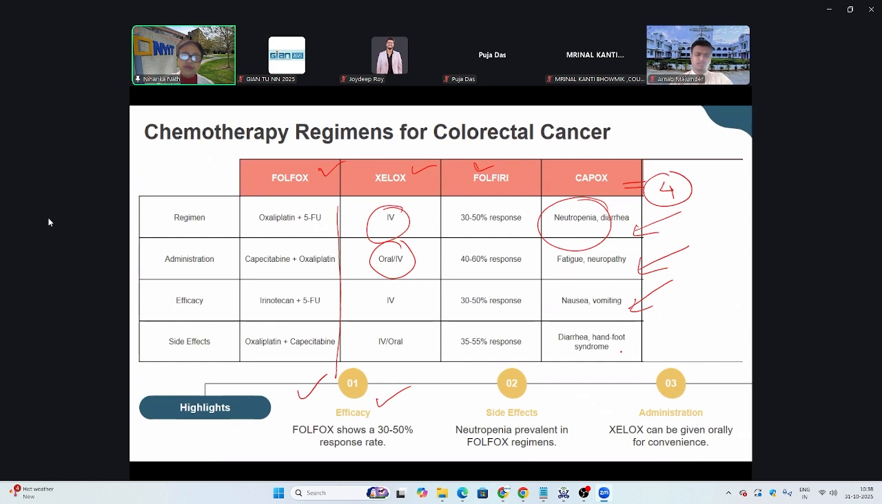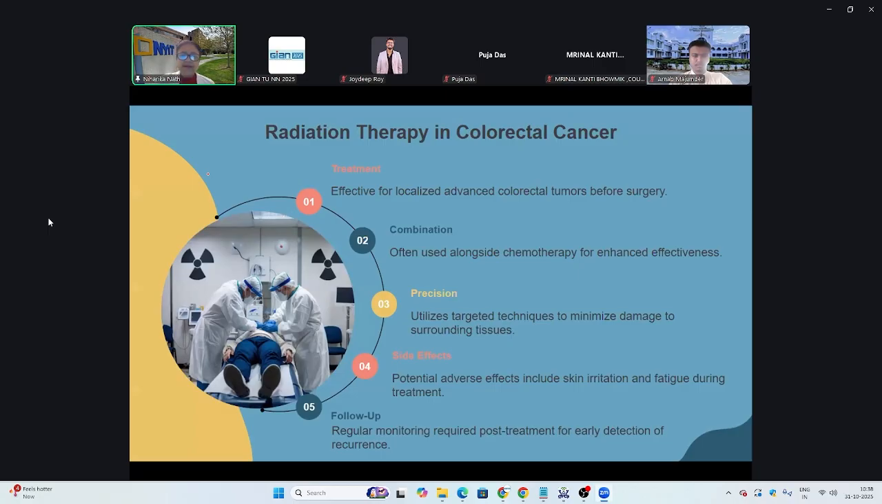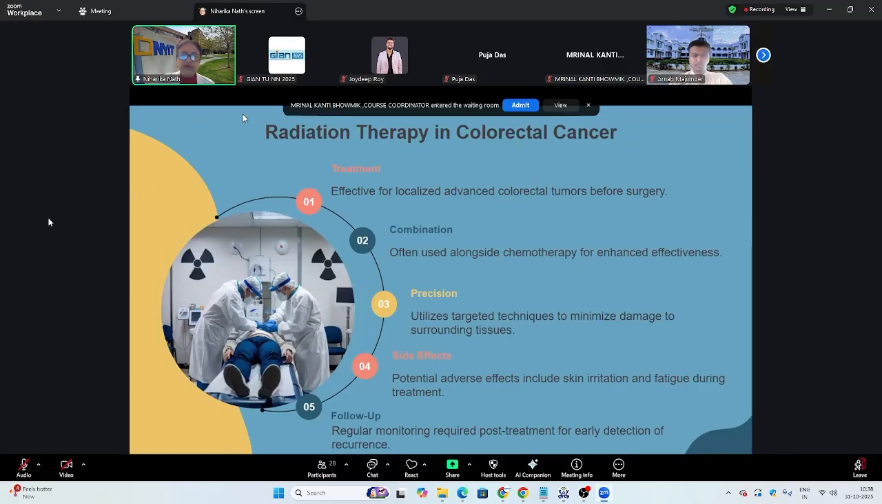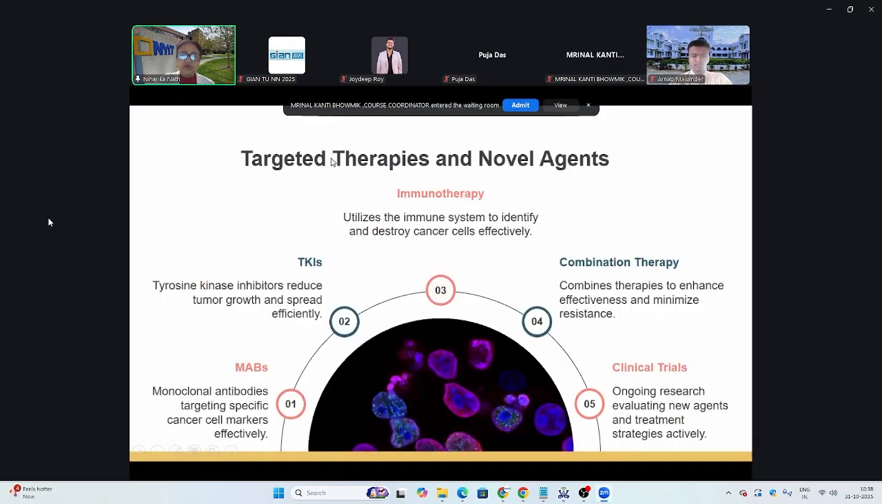Side effects are really anything to do with killing all the cells. So chemotherapy is killing normal cells as well. And so the rest is kind of easy, and I can just run through them very quickly.